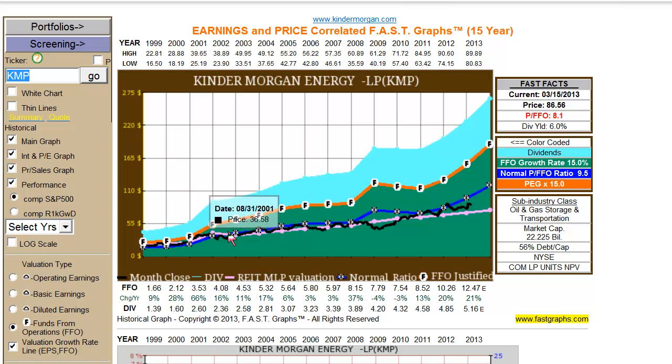Now, notice on this graph that funds from operations and price really don't correlate very much. There was a pretty good correlation up to 2001, but since 2001, price has been below the funds from operations calculation of fair value, which again is just a barometer. It's a metaphor for valuation. So in this case, the 9.5 normal price to funds from operations becomes a much more correlated, and therefore I would argue realistic, measurement of fair valuation. And on that basis, we see that in this case, Kinder Morgan would be moderately undervalued.